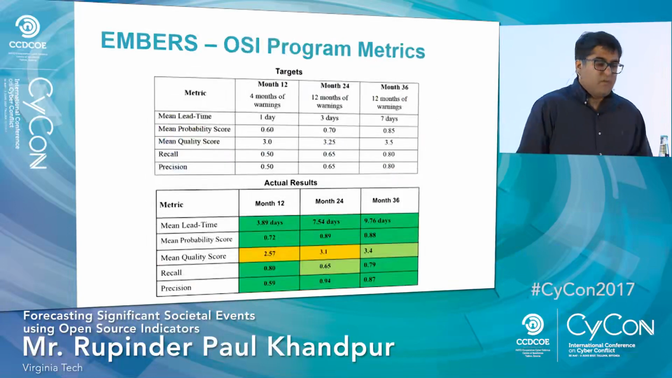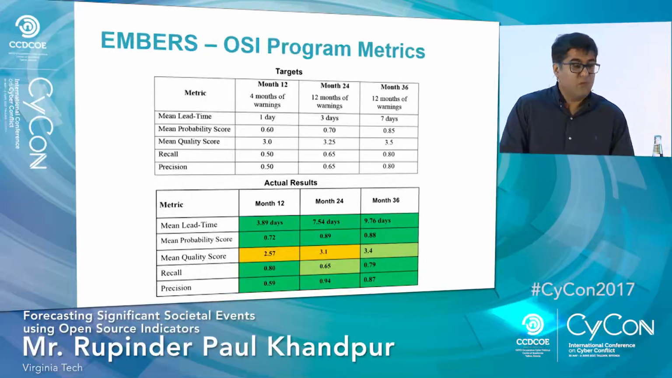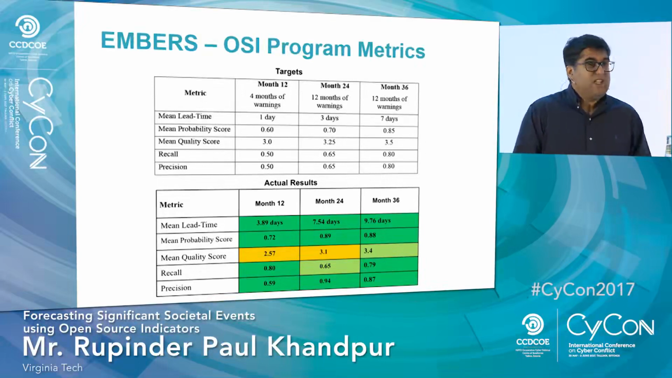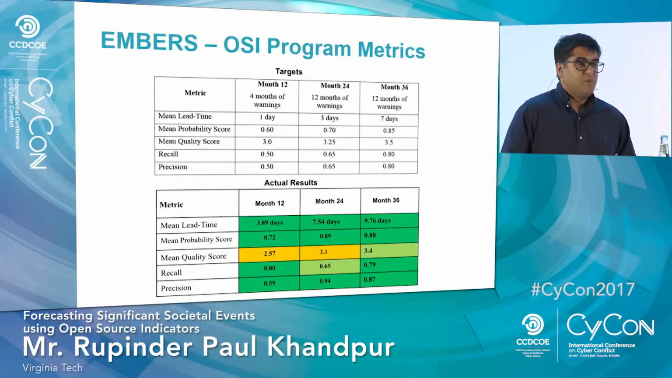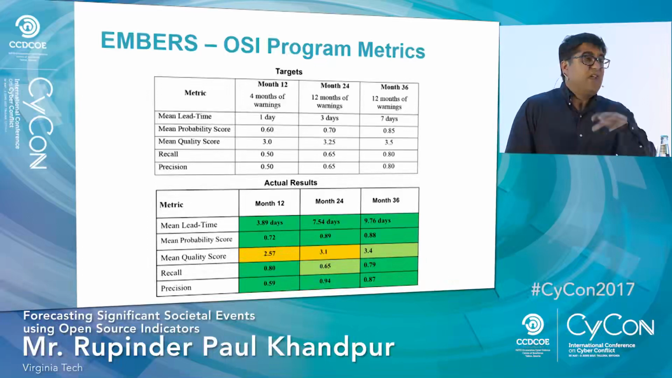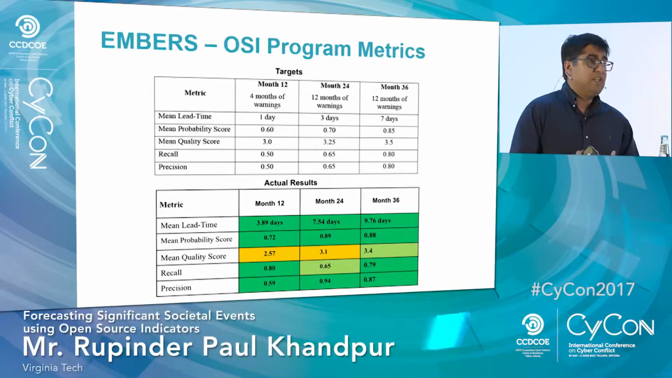So the OSI program started out with some milestones for every 12 months. And this shows you how well we did throughout that period. And one key metric that was used was the lead time. So lead time is basically saying how well in advance we are able to generate a forecast. So this is not simply a detection system that says, oh, today I detected an event. No, we have to generate a warning well before, at least a day before an event is actually going to take place.